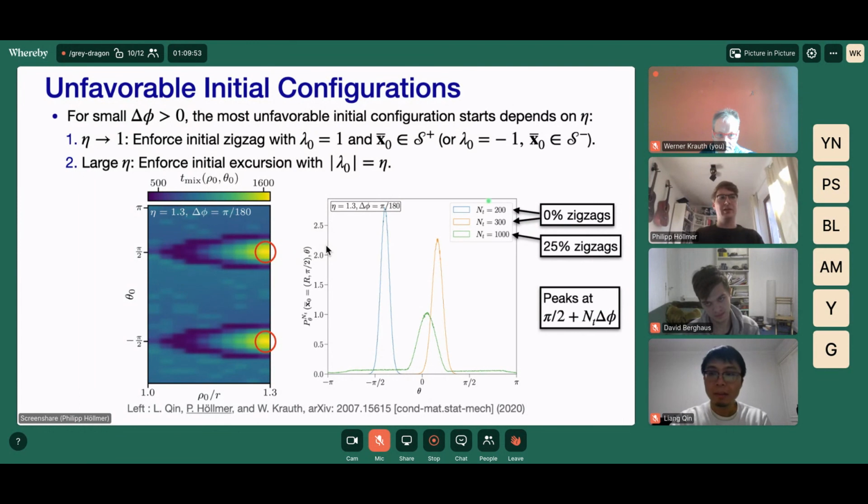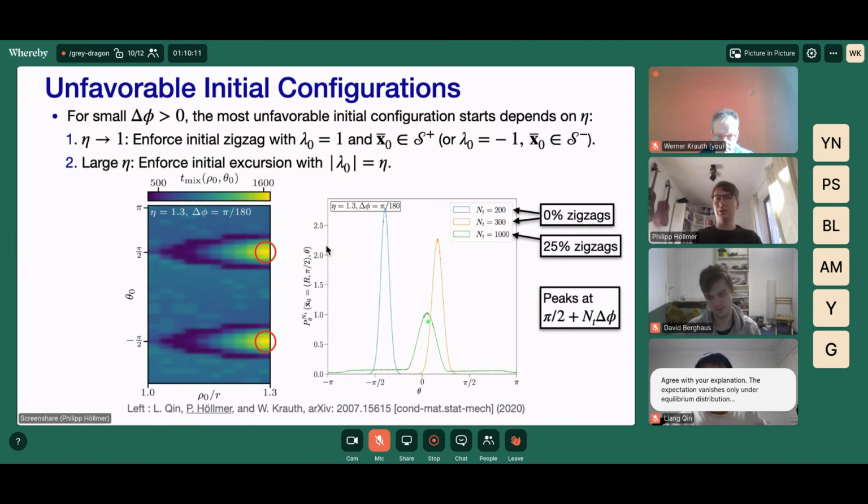I computed for you how many zigzags are in this trajectory, and these are 2 time step values where there aren't any zigzags or negligibly many. If you now increase the number of time steps to a larger number, so 1,000 in this case, I measured that 25% of the trajectories are currently on zigzags at this time step.